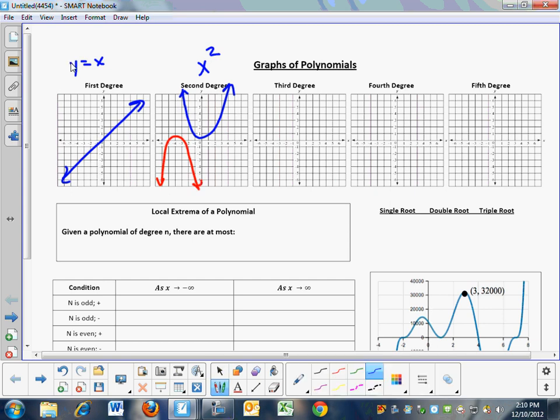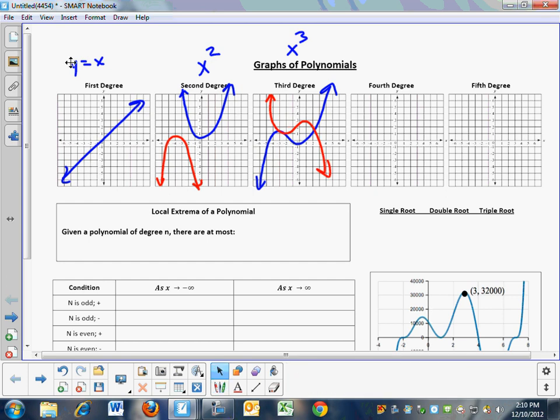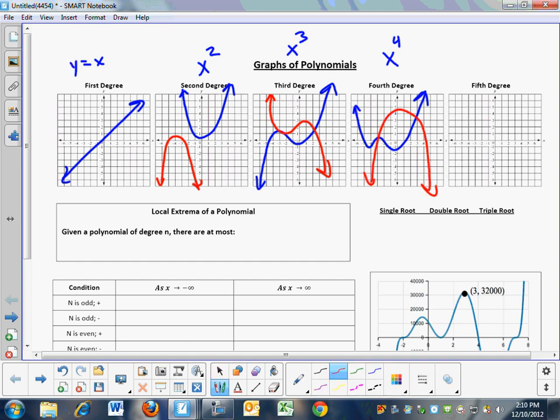Third degree is x to the third. And what does that look like? And again, we've said that you can change that shape, make it look all sorts of different ways. Fourth degree. What shape does that make? Kind of like a W. Could be upside down. Doesn't have to be.